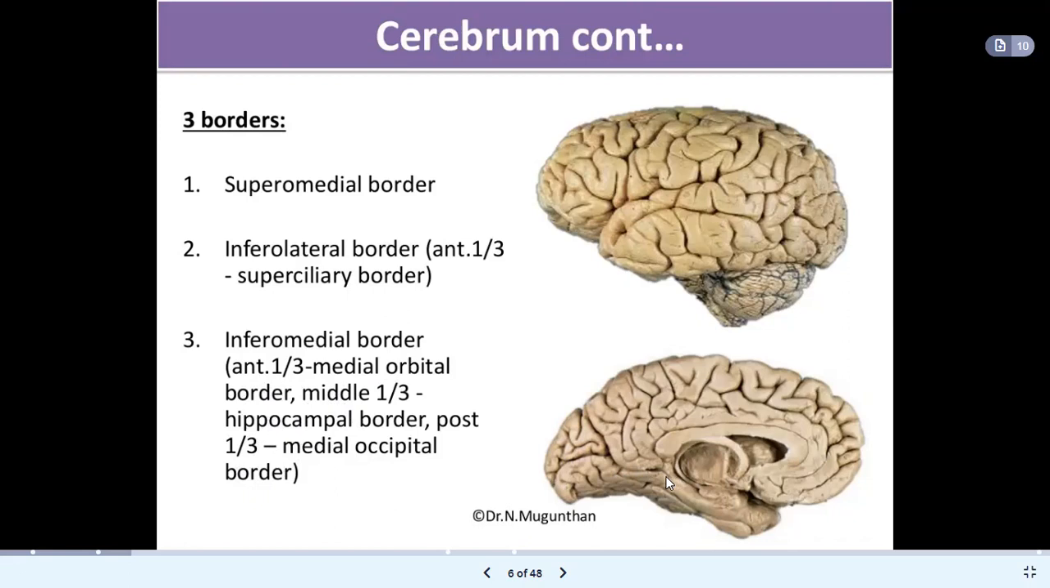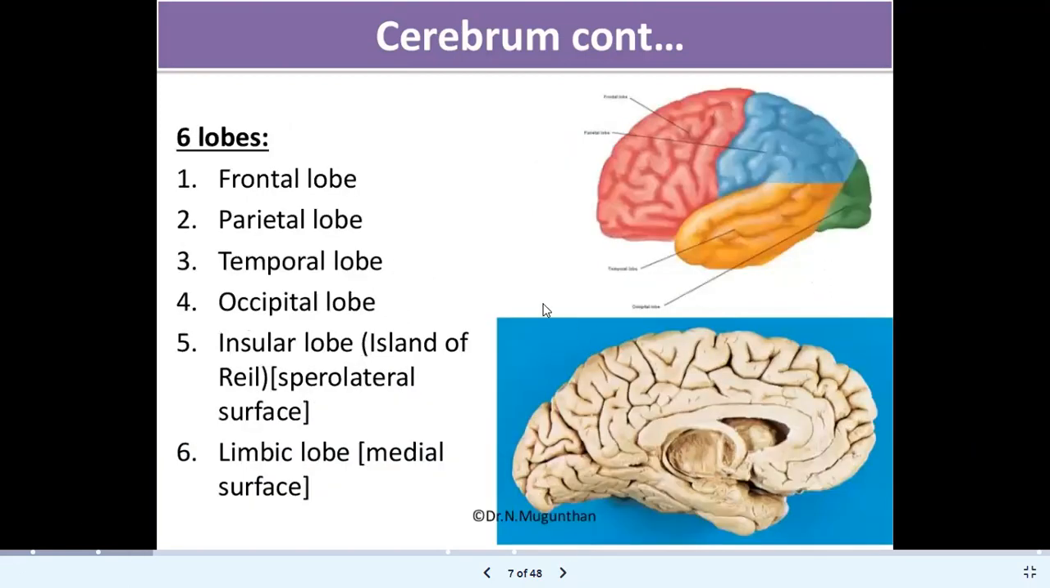Okay. Now, coming to the lobes of the brain, we have frontal lobe, parietal lobe, occipital lobe, temporal lobe related to the names of the bones under which the brain is lying. Now, apart from this, there is one more lobe which is hidden between the 2 lobes. What are these? Frontal and temporal. Here we have lateral sulcus. If you retract, there will be one hidden lobe which is insular lobe, also called as island of Reil on the superolateral surface. And on the medial surface, we have one more lobe which is called as limbic lobe.